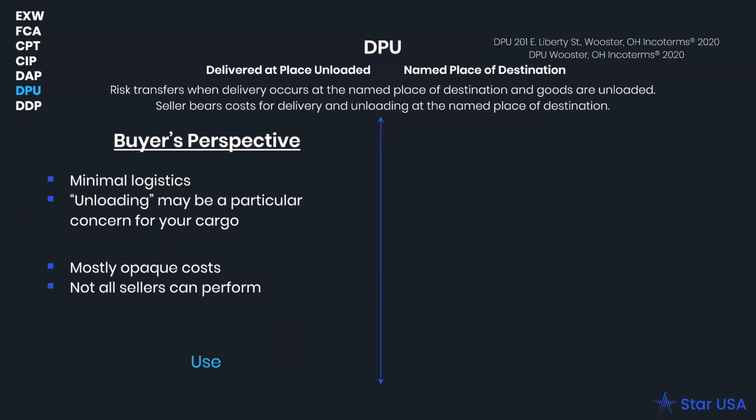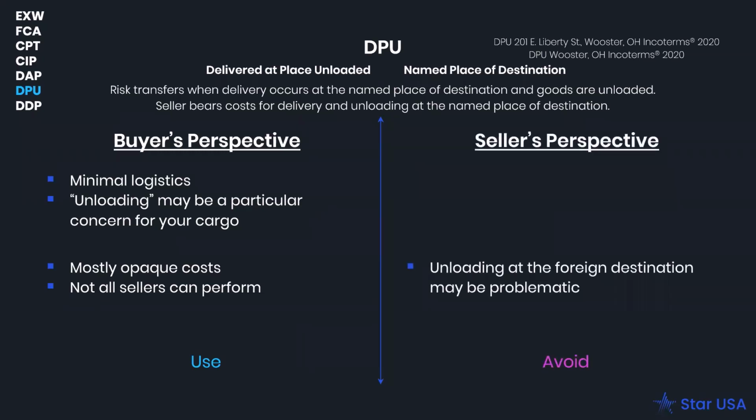Just be careful of using it generally. It's not a general use term. It's a when the goods require it. Otherwise, use DAP. From the seller's perspective, not a whole lot of pros to delivered at place unloaded. Really, the risk here is unloading at the foreign destination may be problematic. Again, reaching that foreign destination and then having the unloading parameters built into the performance of that delivery can be very, very tricky.